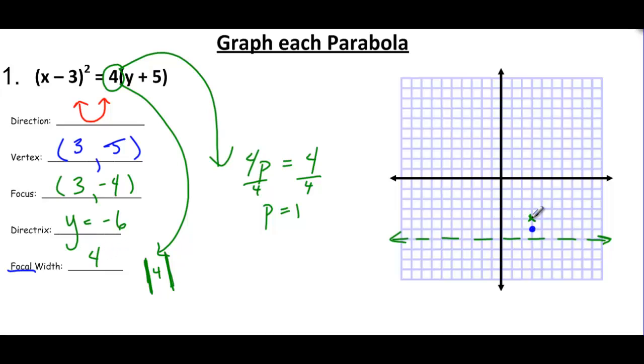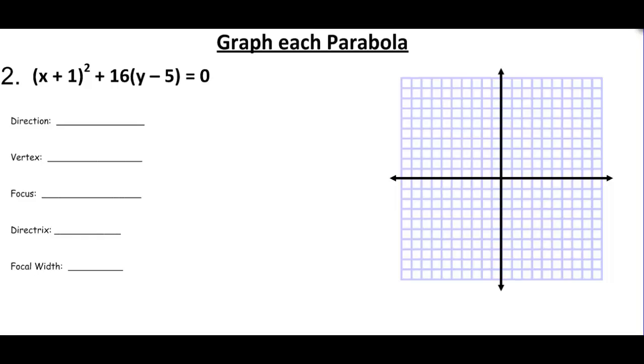Well, since a parabola is symmetric, I know I'm going to go 2 to the right and 2 to the left. That's a total distance of 4, and that tells me how wide my parabola is right there at the focus. So what I'm going to do is just connect the points, graph my parabola, and that's it. We're not going to get any more detailed than that in this chapter. So let's look at example number 2.